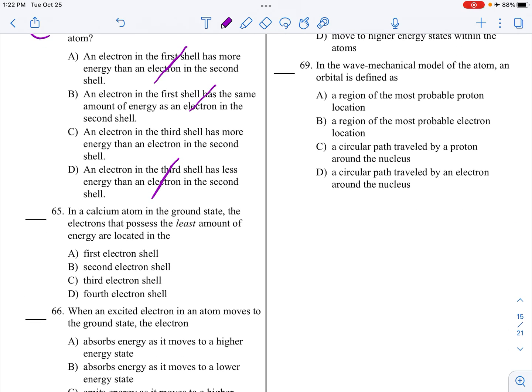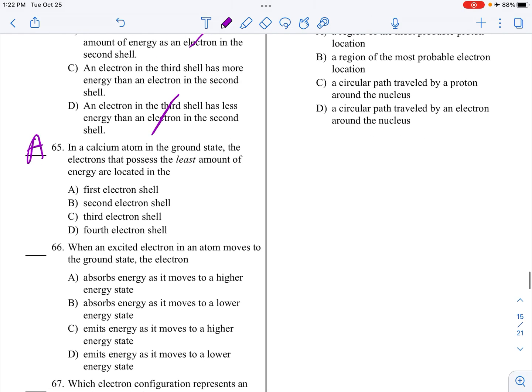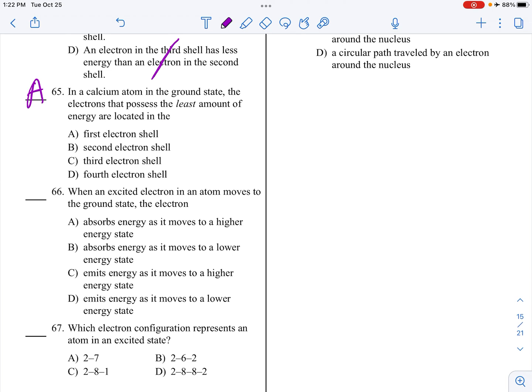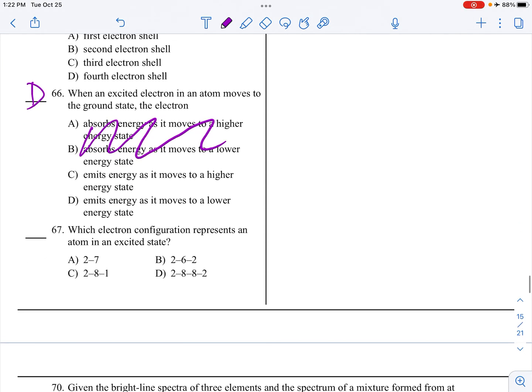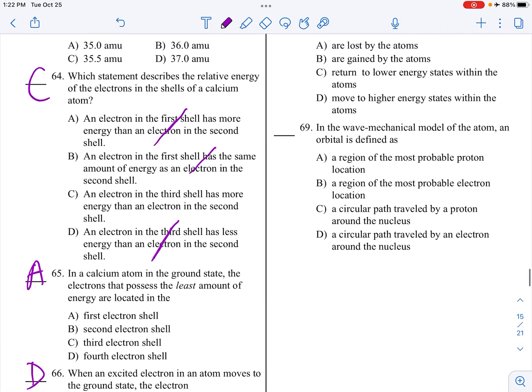In a calcium atom in the ground state, the least amount of energy is in the first shell, closest to the nucleus. When electrons move from excited to ground state, they give off energy as they move to a lower energy state. Super important, we know that. The excited state will not follow Bohr, so 2, 8, 18, etc. 2, 7 is on the way to following that. 2, 6, 2 is not following it because instead of filling to 8, we went on. So I think that's my answer. This is filling correctly, and so is this. So this is the one that's not filling correctly.